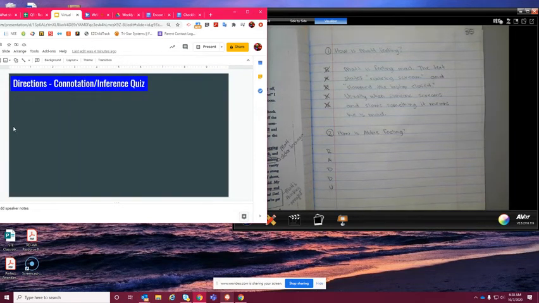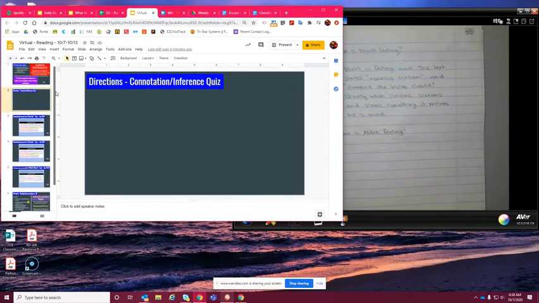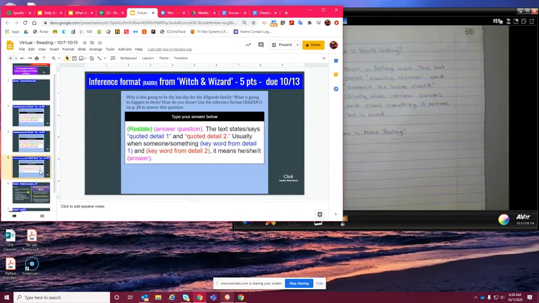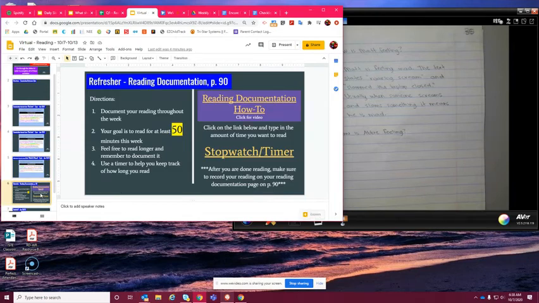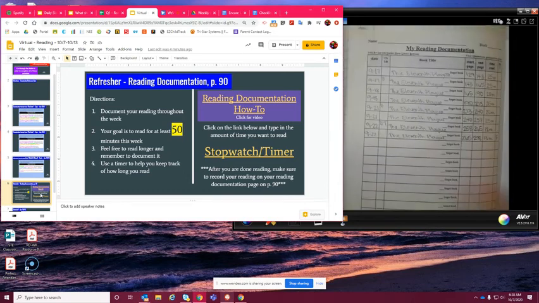So again, if you're looking at your assignment this week, you really just have these 3 slides, 3, 4, and 5, that you are going to come in here and you're going to delete this and restate and answer. You're going to change the format to answer the question that it's asking you to answer. And then you'll just have your reading documentation that you'll put on page 90. And I think that's about it. That's page 90. That's what I'm referring to.